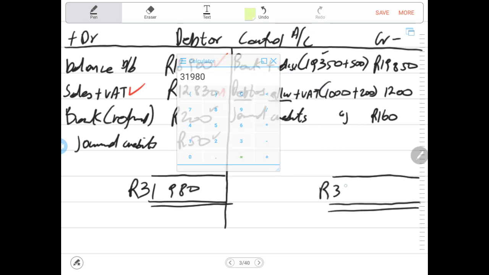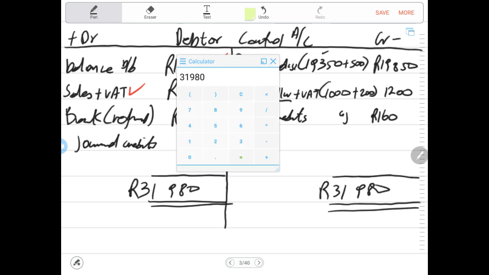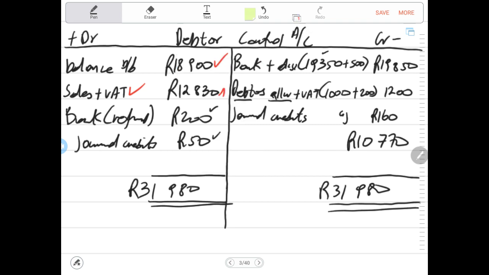We have 31,980. Then we deduct our credit side. Minus 19,850 minus 1,200 minus 160 Rand. This gives us a total of 10,770. This will be called balance carry down, and I know you know that balance carry down, and this balance will be brought down, 10,770. This is our balance that is brought down at the beginning of the year.